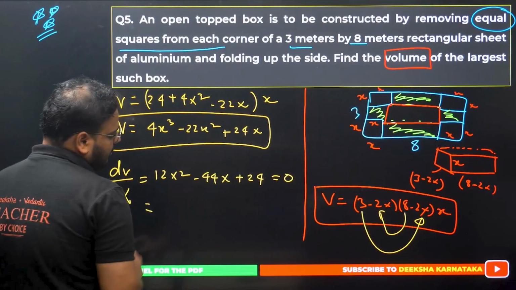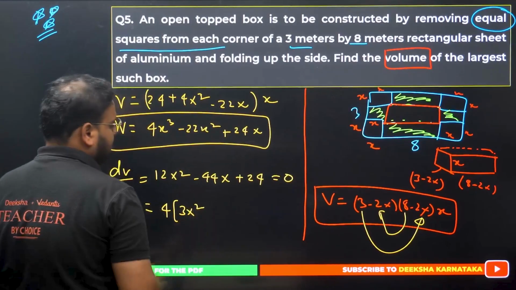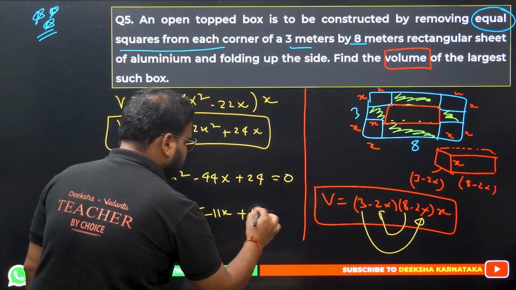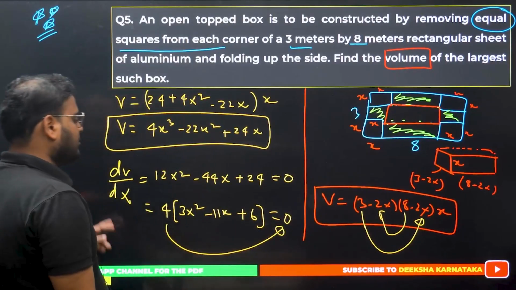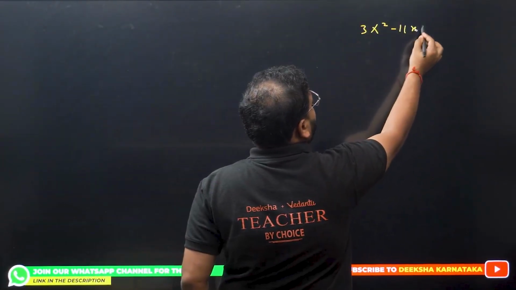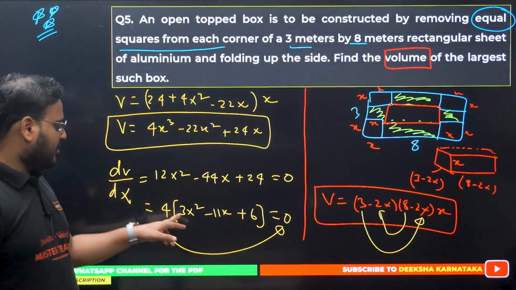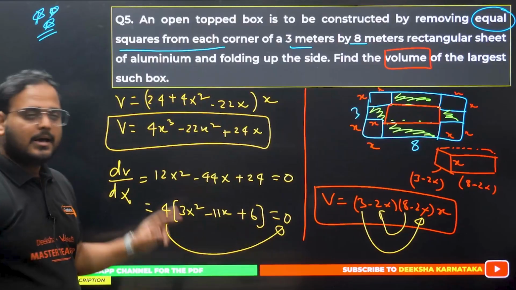I have something common over here. I think 4 is common. I get here 3x square minus 11x plus 6 equals to 0. Bring this 4 on this side. Please check once again: 3x square minus 11x plus 6 equals to 0. I've taken this 4 on this side, and 0 by 4 is 0.